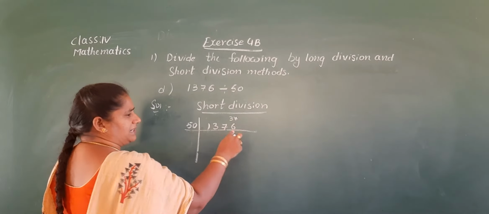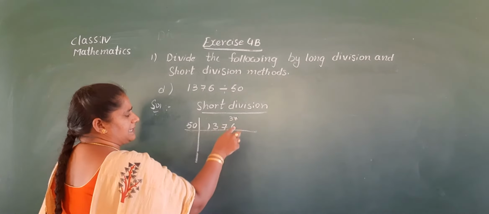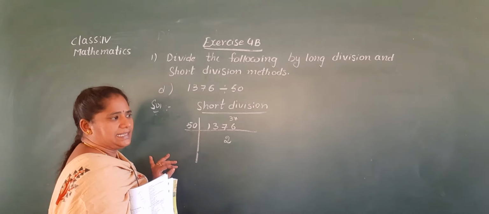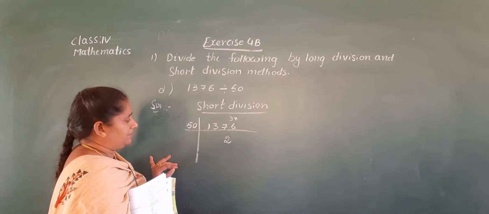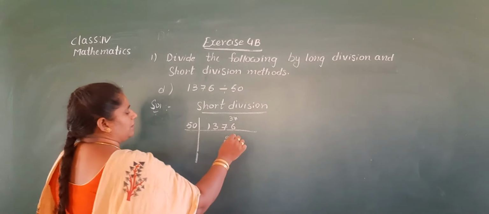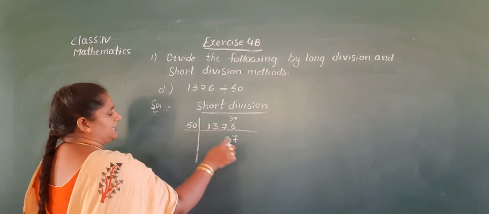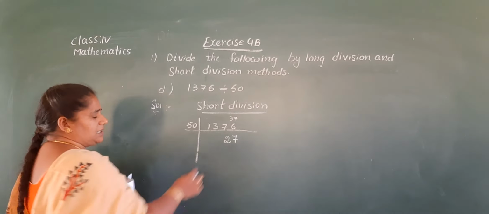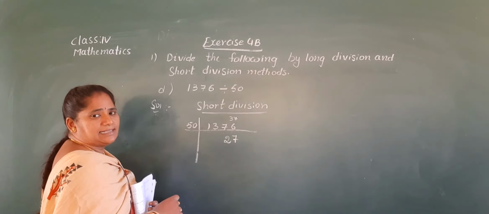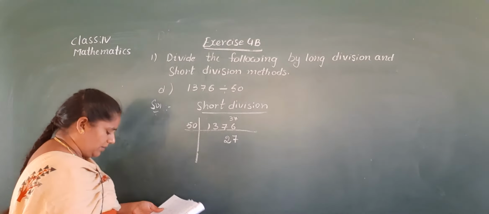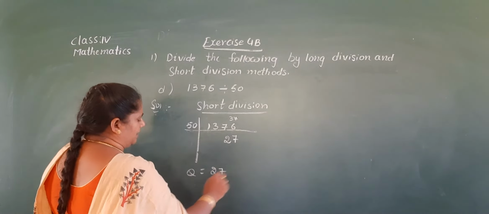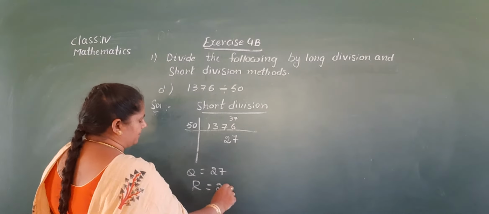Then 376. What's the number? 376. Can you say the nearest number to 376? Yes. 5 sevens are 35. Okay, 5 sevens are 35 means 7 times. So you write 7 times. Then 50 sevens are 350. So 376 minus 350 gives the answer 26 as a remainder. Okay, ma? So here we write quotient equals 27, remainder is 26.